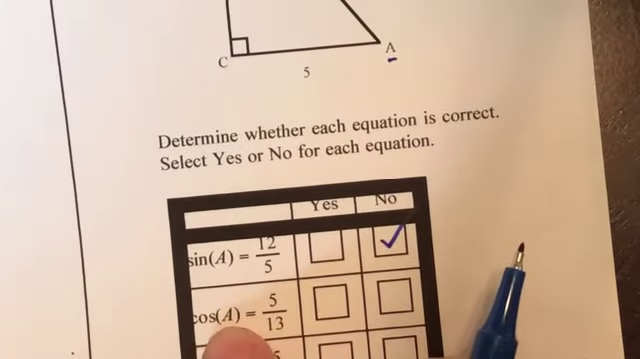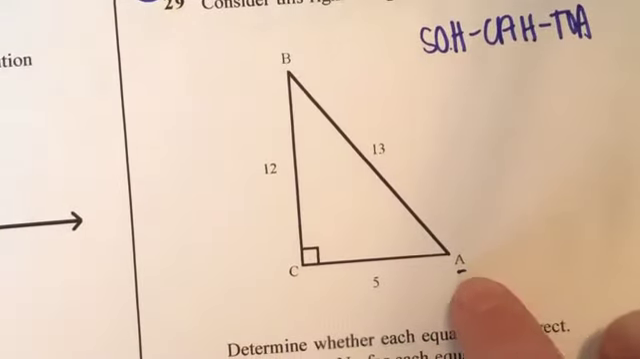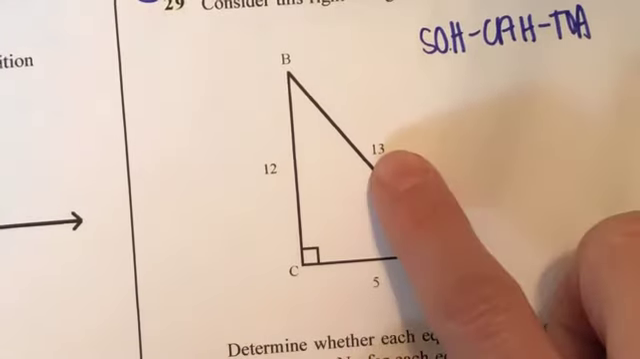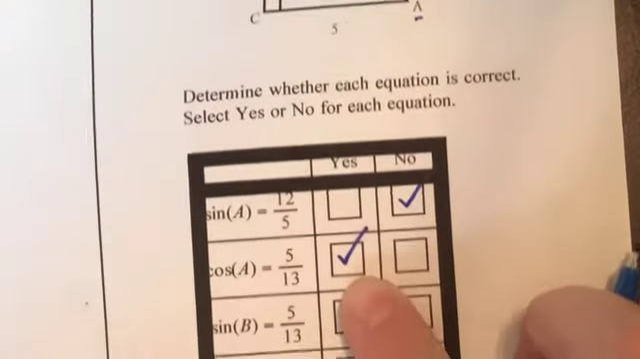Now we're looking to see if cosine A is 5 over 13. So here's A. Cosine is adjacent over hypotenuse. So cosine of A is 5 over 13. So adjacent over hypotenuse gives us 5 over 13. So that is correct. We're going to mark yes.